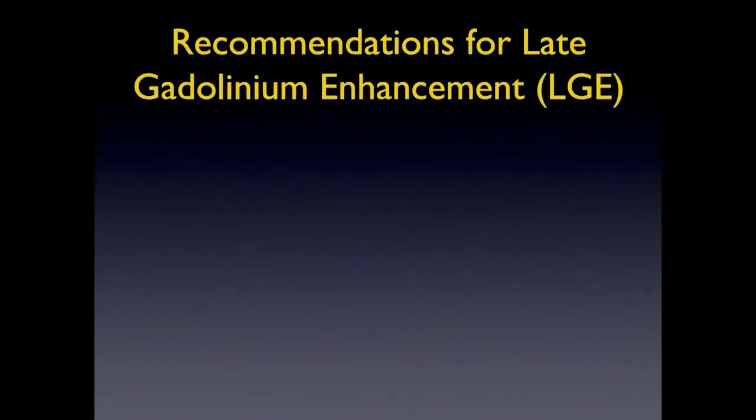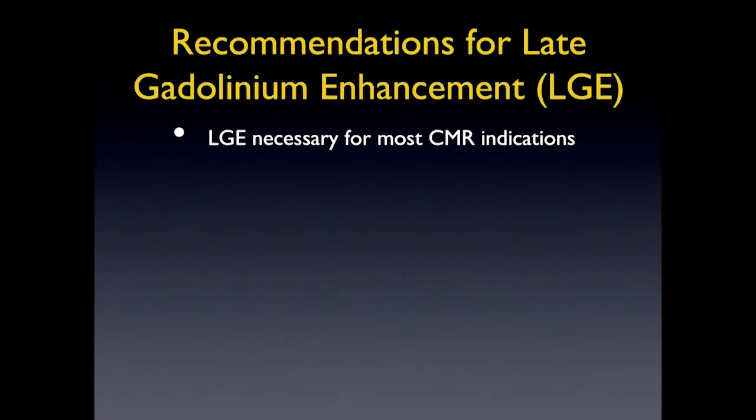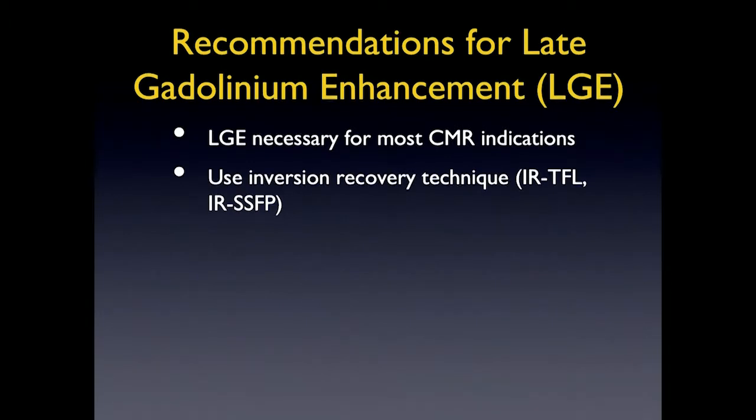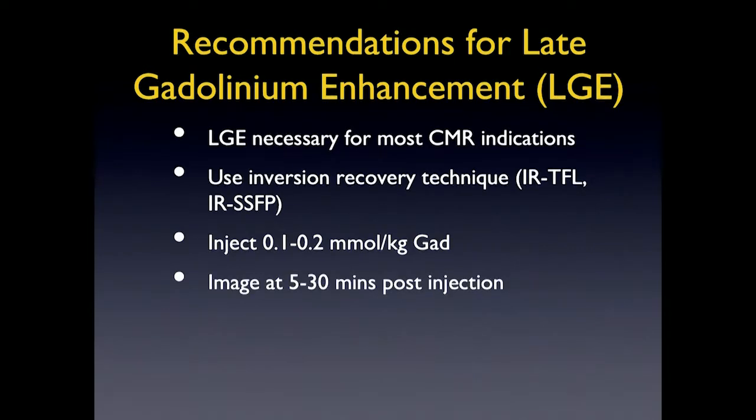So what are the recommendations for late gadolinium enhancement? And these really are my recommendations. Late gadolinium enhancement is necessary for most cardiac MR indications. We've seen some non-contrast approaches, but contrast enhancement is really required for most evaluation. You really need to use an inversion recovery technique, so this is IR-TFL or IR-SSFP. The recommendations are to inject about 0.1 to 0.2 millimoles per kilogram of gadolinium. We image at 5 to 30 minutes post-injection.